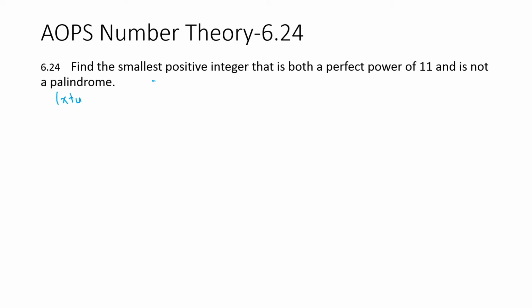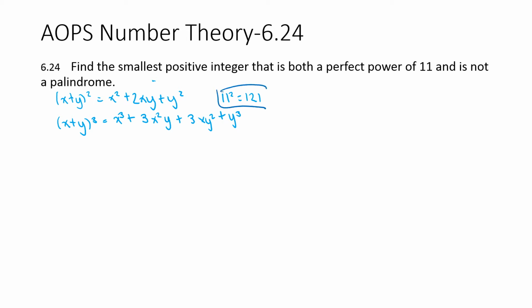So (x plus y) squared is equal to x squared plus 2xy plus y squared. So 11 squared, if x is 10 and y is 1, then 11 squared is 121. And then (x plus y) to the power of 3 is equal to x to the power of 3 plus 3x squared y plus 3xy squared plus y to the power of 3. So 11 to the power of 3 is equal to 1331, when x is equal to 10 and y is equal to 1.